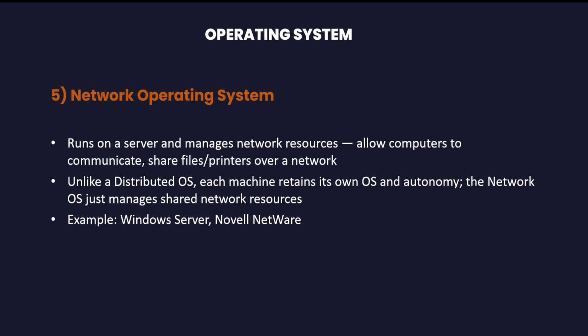Fifth is network operating system. It runs on a server and manages network resources. It allows computers to communicate and share files and printers over a network. Unlike a distributed OS, each machine retains its own OS and autonomy. The network OS just manages shared network resources.